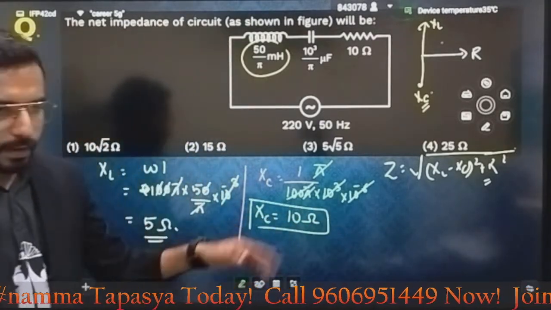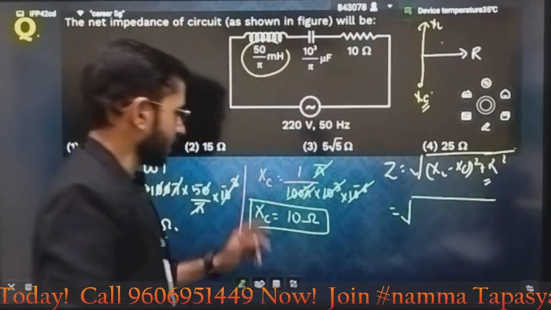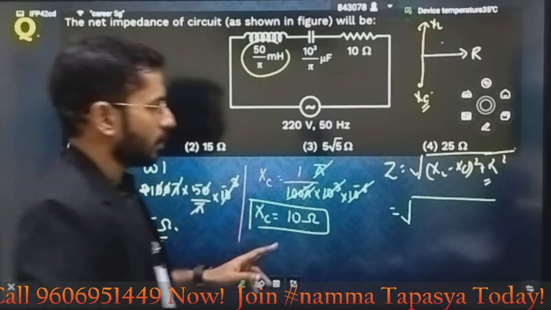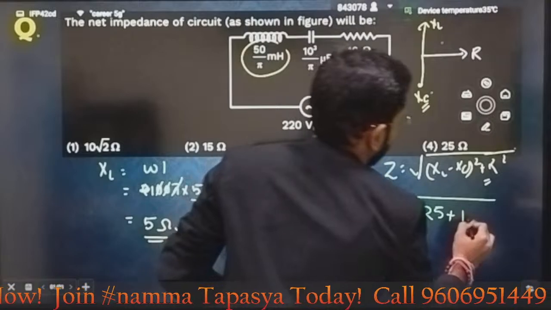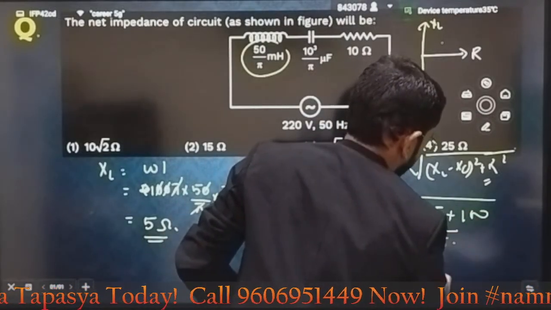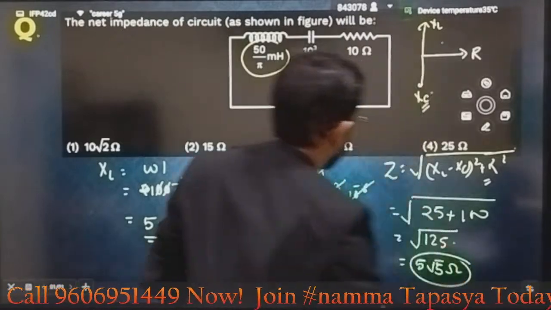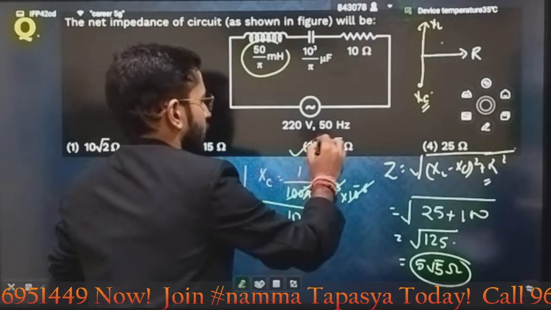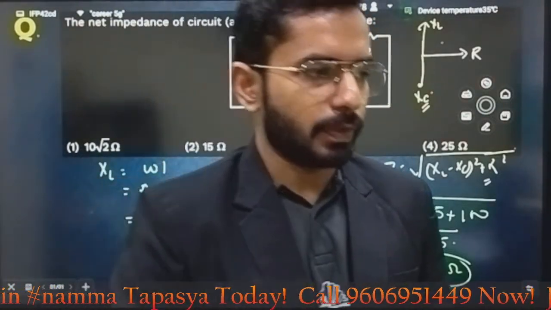Now just put the values all here. XL, how much is it? 5. XC, how much is it? 10. 10 minus 5, 5. 5 square gives you 25, plus resistance square, that is 100. Now how much is it? 125. 125 can be written as 5 root 5 ohm. Option C will be 5 root 5 ohm.